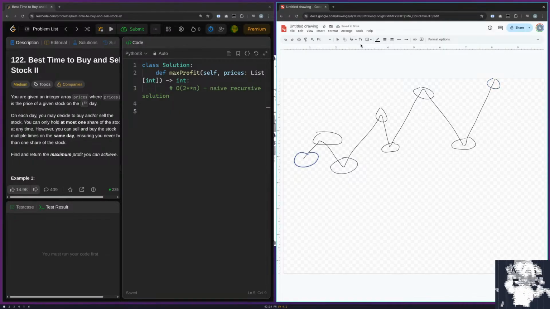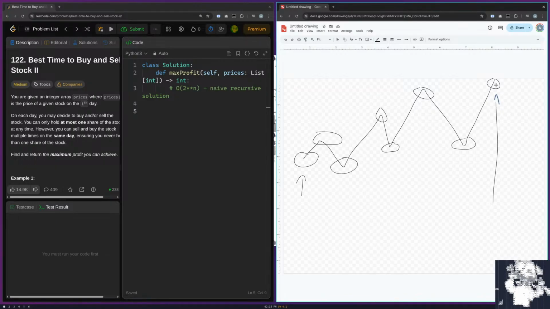Unlike before, the answer is not necessarily buy here and sell here, because we can sell at each peak. We can buy at each dip and sell at each peak, and that's going to give us the most profit.